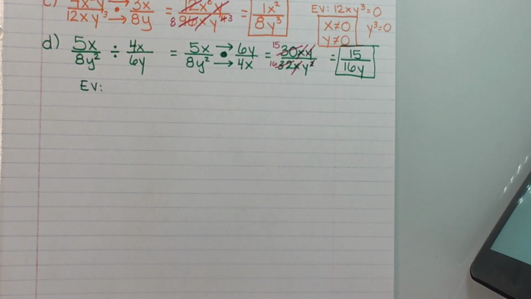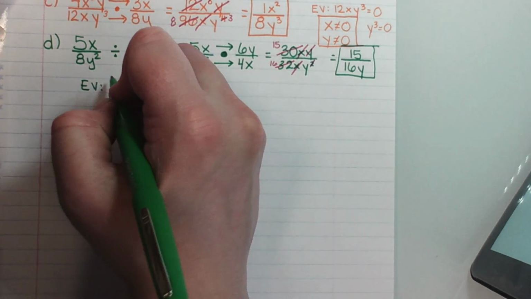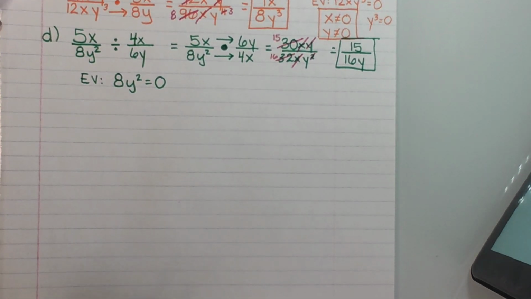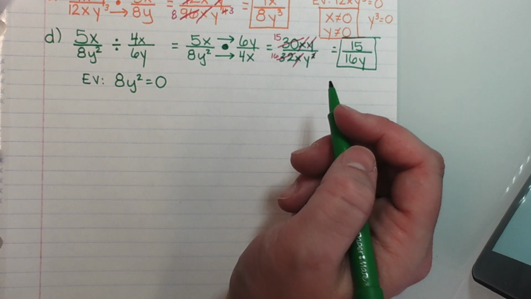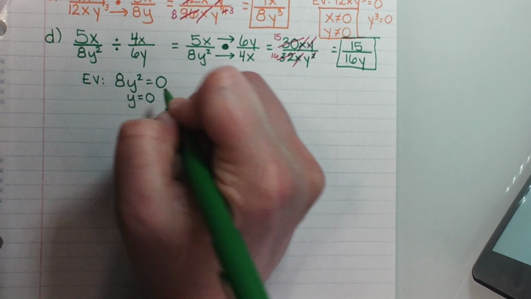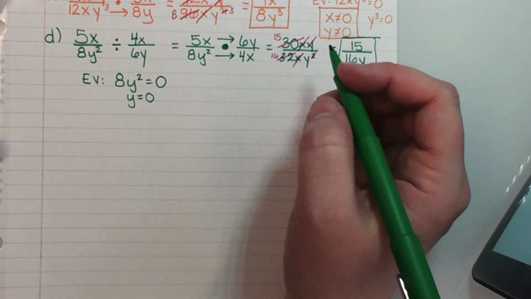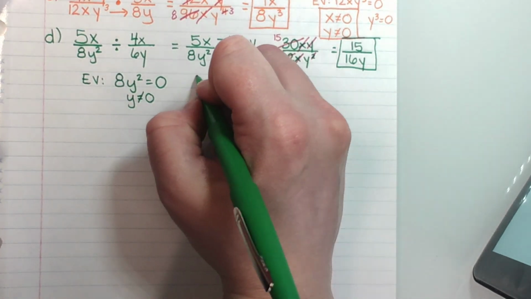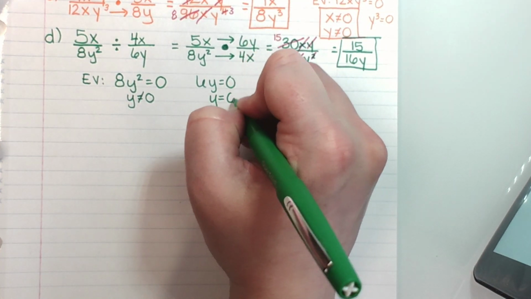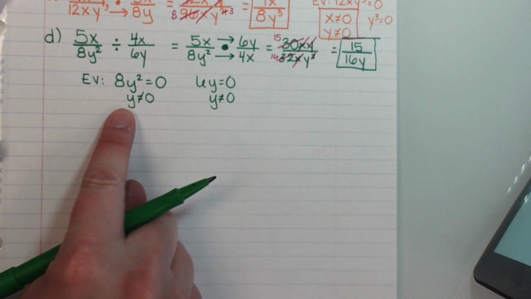Excluded values. I set what's in the denominator equal to 0, and you should do it with anything that ends up in the denominator. Technically, if you recognize that you've already got it, you don't need to do it. 8y squared equal to 0. Divide by 8. Get rid of the squared. Y is going to be 0. Except not equal. 6y equal to 0. Guess what? Y is still not equal to 0. Did I have to do this one if I already knew this? No.